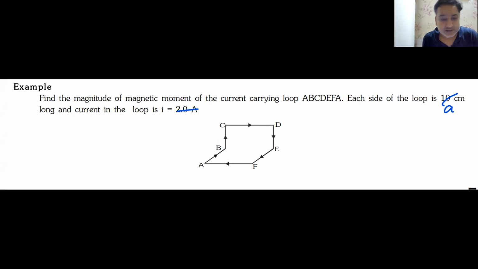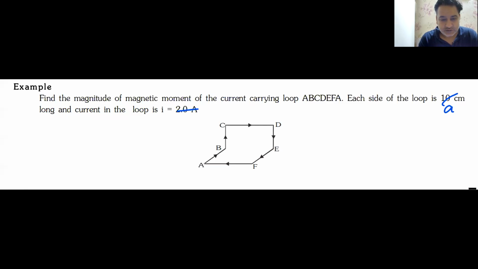If they ask you, they might not ask you the magnitude, they might ask you the magnetic moment vector. So if you can tell me the answer in vector, that would be better. So what's the answer for this one? I'll give you 2 minutes.